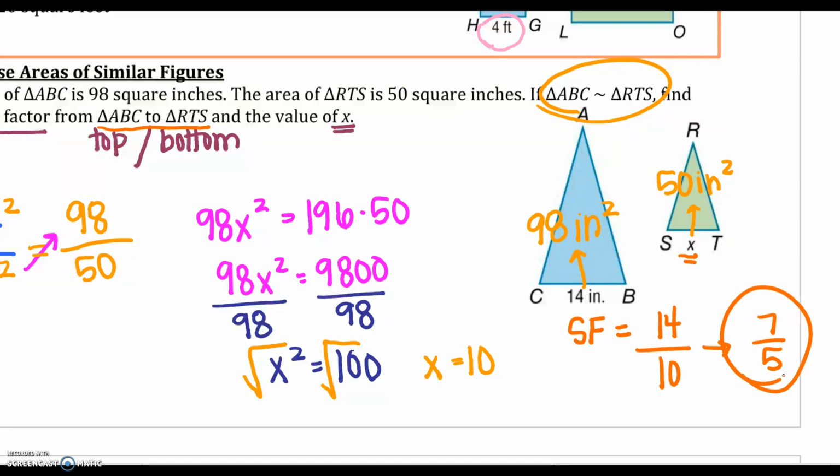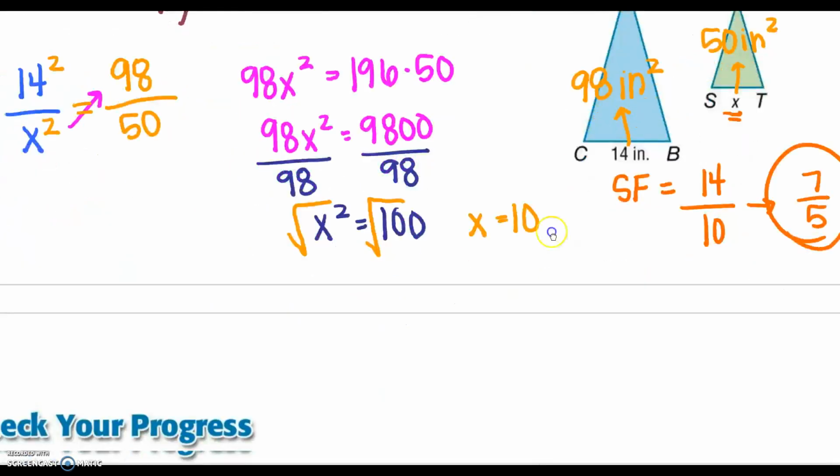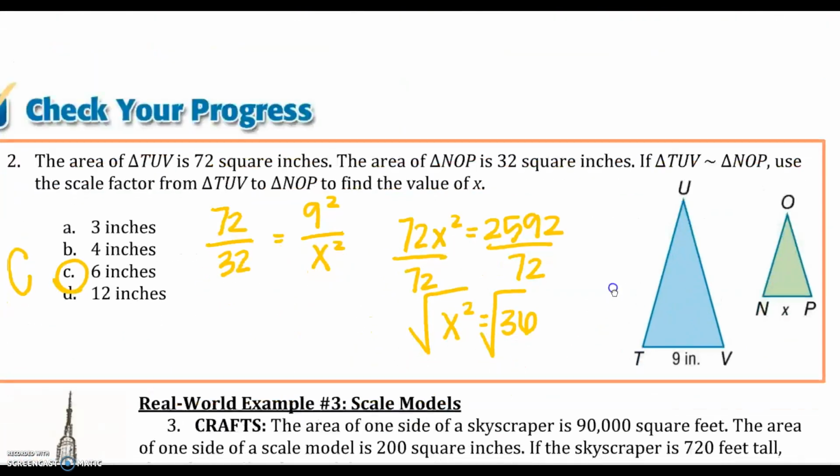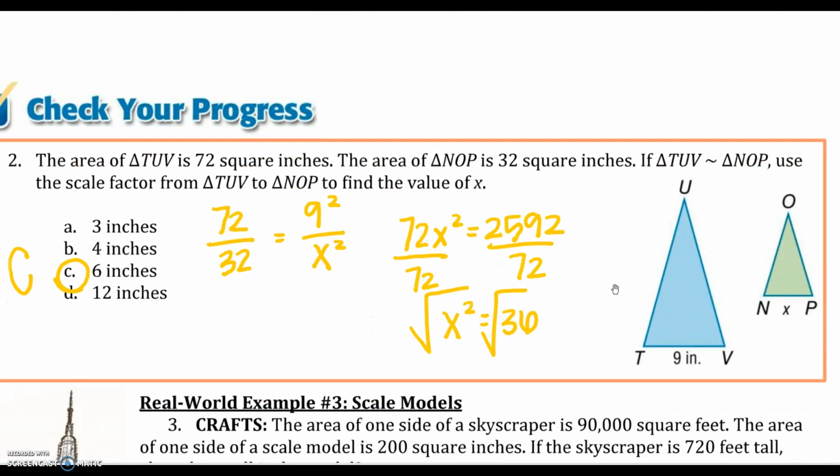All right, if you will stop this video and try your next checkpoint. Here is the work for your check your progress, and my scale factor, I did not write that down, is, let's see, TUV is on top, so 9/6, which would reduce to 3/2.